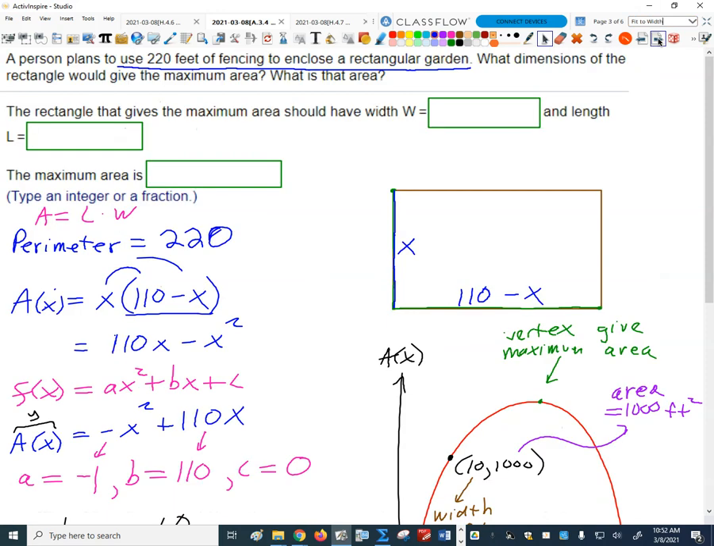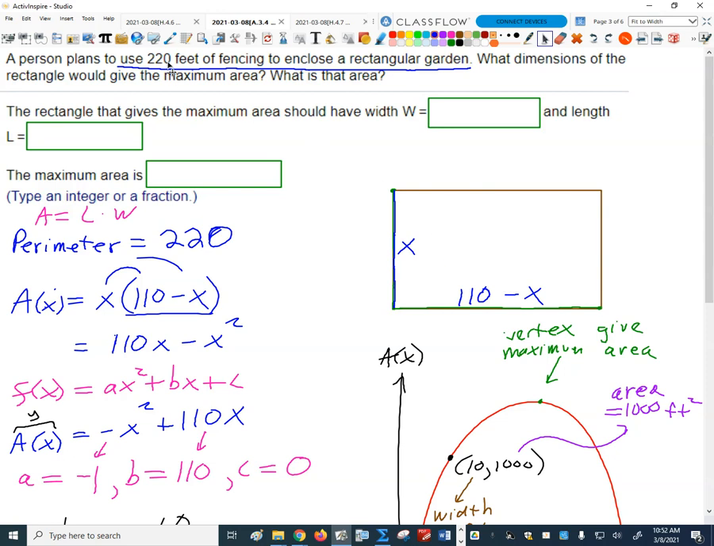Okay, so let's go back to the problem we were working on. It was this one right here, and we were trying to maximize area. So a person has 220 feet of fencing to enclose a rectangular garden. What dimensions of the rectangle would give the maximum area? And what we were able to do here is draw a picture. Here's our rectangular garden. We called the width of the garden x. And then we reasoned that the area of a rectangle is just the width times the length, right? And we had to come up with an expression for the length then.